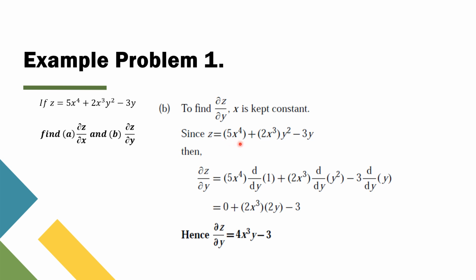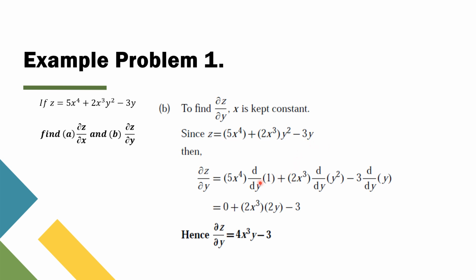In the first term, we only have the x variable, which is the constant. Since we only have 5x raised to 4, we will be taking the derivative of y, which is 1 here. Then plus 2x cubed, and then the derivative of the differential coefficient y squared, minus 3, the derivative of y.